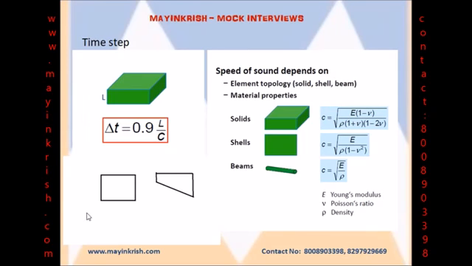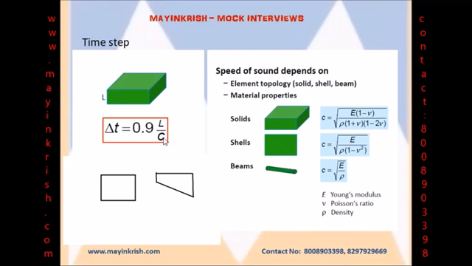The minimum time taken for a sound wave to travel from one side of the element to the other is nothing but the time step, where delta t equals L by C. L stands for the characteristic length of the element and C stands for the speed of sound. As the element length is directly proportional to the time step, if the element length in the model is small, the time step will be small. If the time step is small, it will take more time to solve the problem.